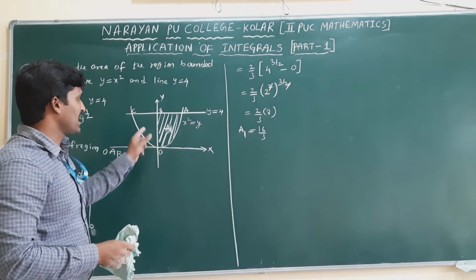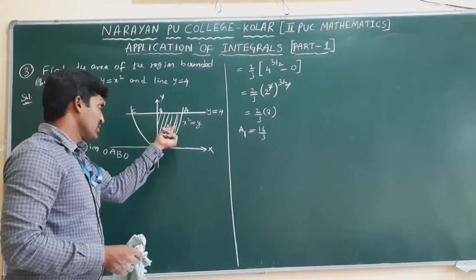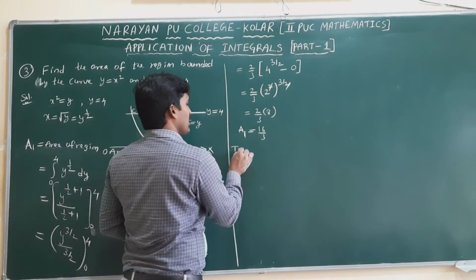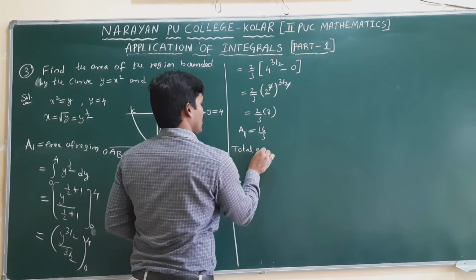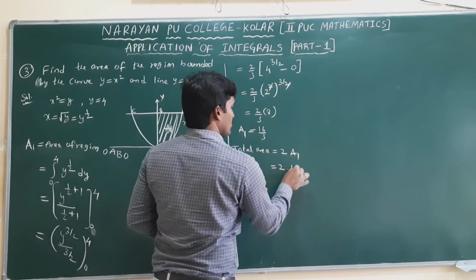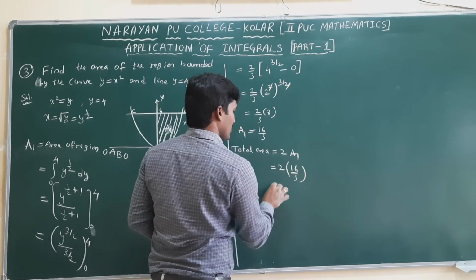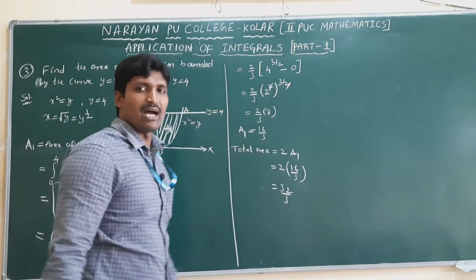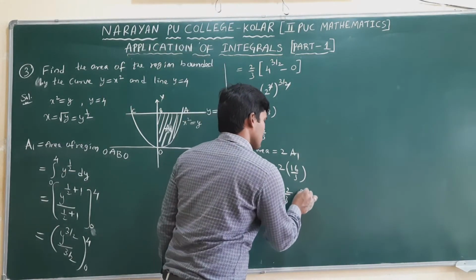But we need the total area. Total area means this part is required and the left side part also we need to find. That's why total area is 2 into A1, that's 2 into 16 by 3. The answer is 32 by 3 square units.